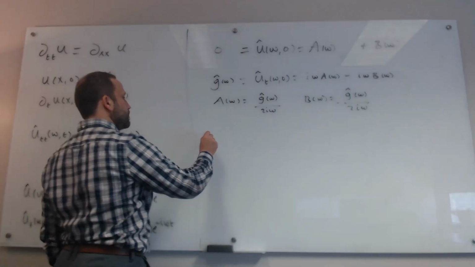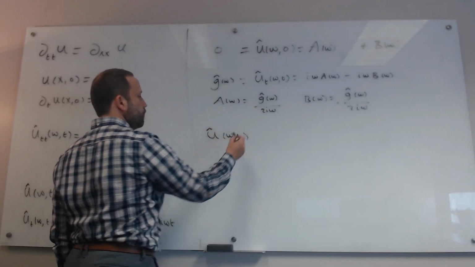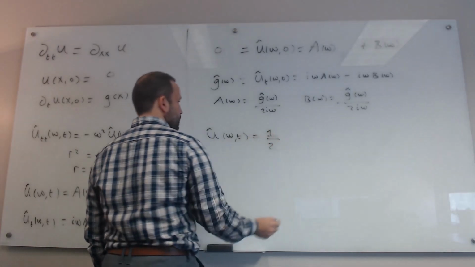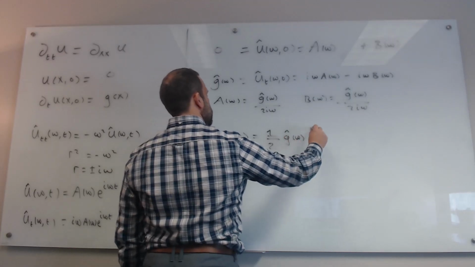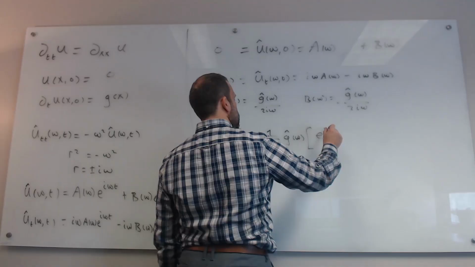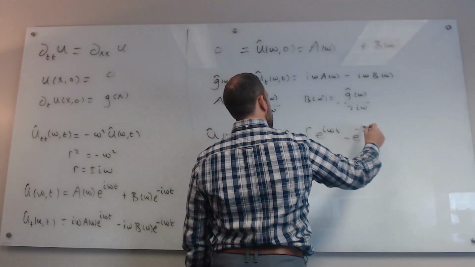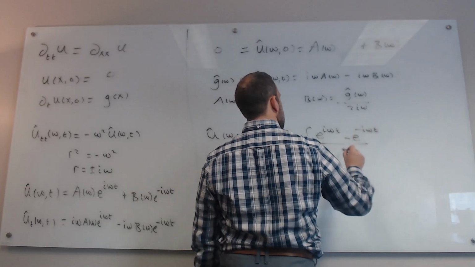And so overall what this tells us is u hat of omega, t, and I'm going to write this in a very peculiar form, but there's a reason. It's going to be 1/2 times g hat of omega times e to the i omega t minus e to the minus i omega t divided by i omega.